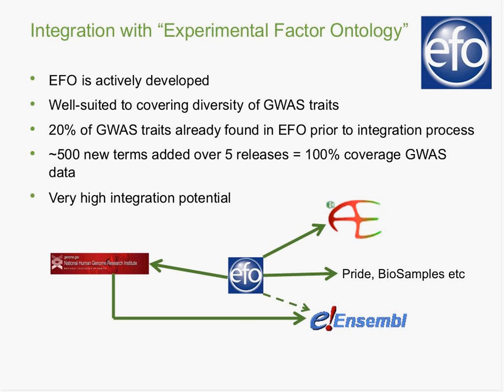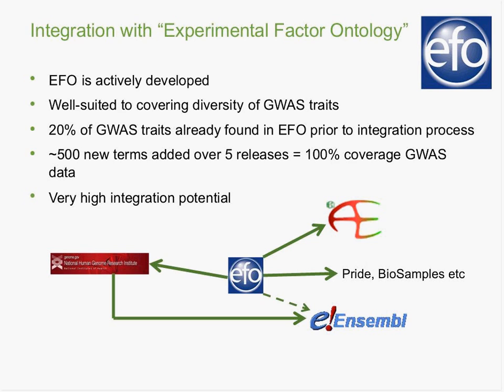So my group delivers an ontology called the Experimental Factor Ontology. It's already developed, and we have some development bandwidth for it at EBI. It's well suited to covering the diversity of GWAS traits. 20% of them were already found before we actually even started doing any integration of GWAS data. But what we did was we added around 500 new terms over 5 releases to give us 100% coverage of the GWAS data. There's a very high integration potential.